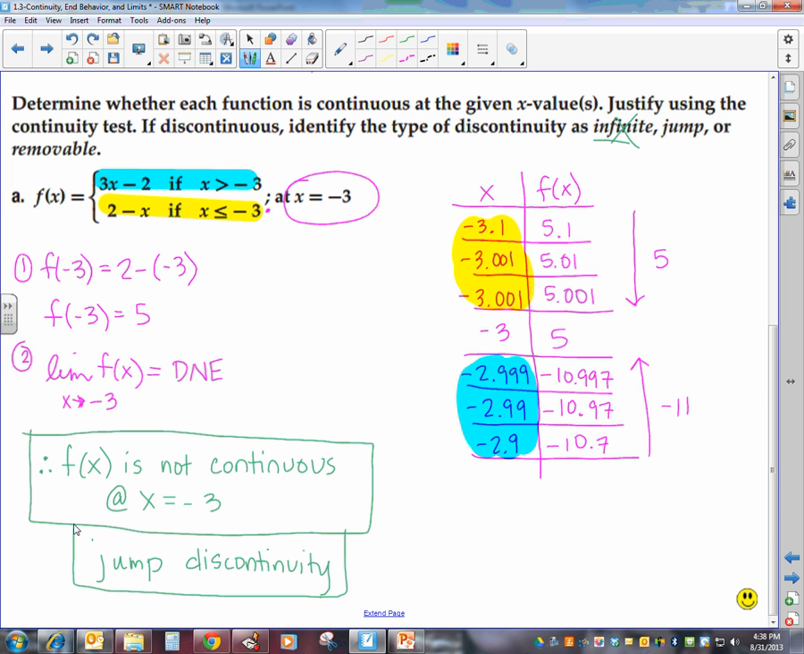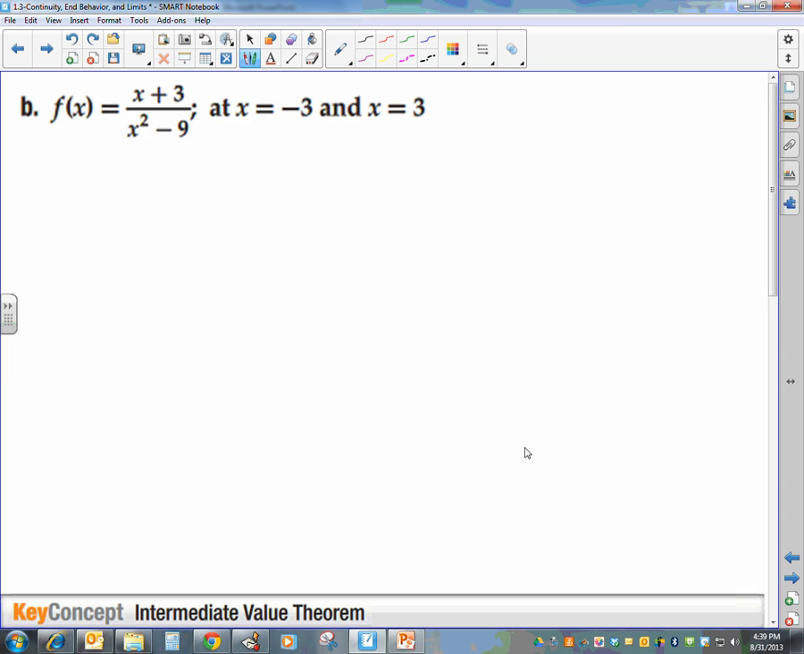One more example, and then we're going to stop with discontinuity. All right. We have f of x equals x plus 3 over x squared minus 9 at x equals negative 3 and x equals 3. So we actually have two different cases that we're looking at here. This is one, and this is another. So let's go look at the first one.